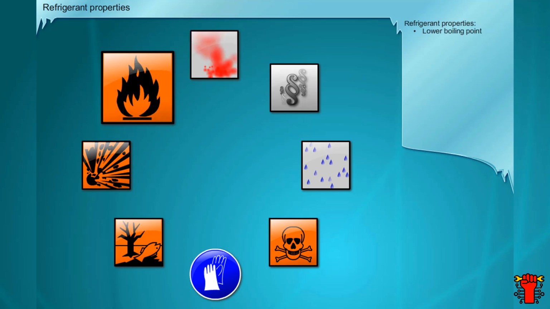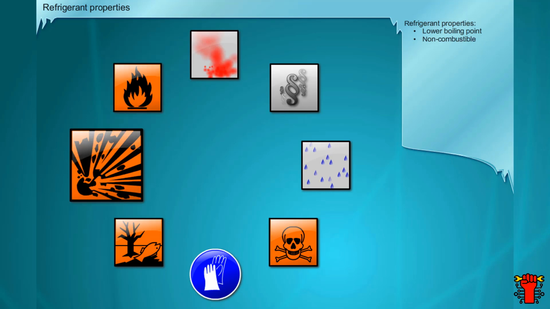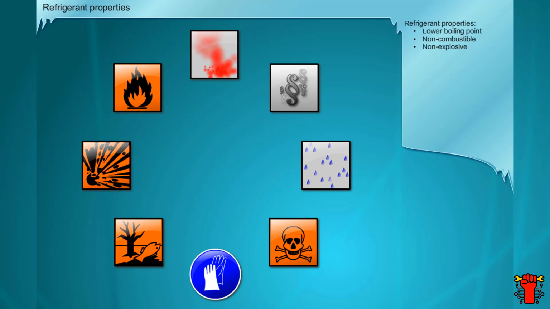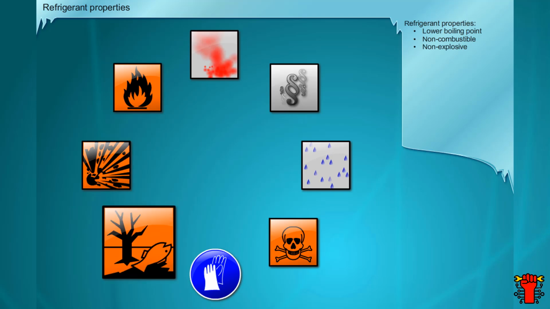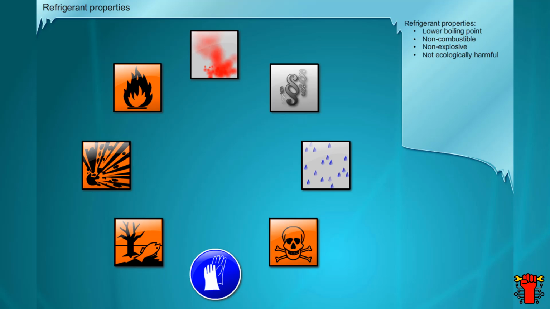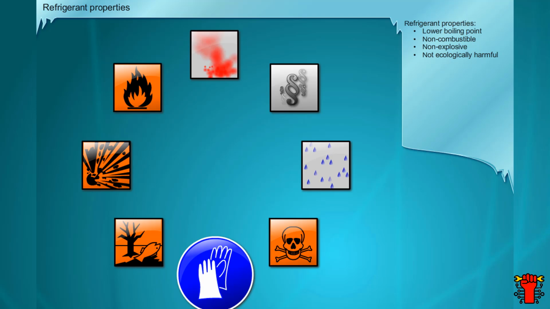For safety reasons, refrigerants must not be highly flammable. The refrigerant must not be an explosive substance. The refrigerant must not harm humans or the environment. Even though it has few hazardous characteristics, it is imperative to avoid contact with the skin and eyes. The refrigerant can cause severe frostbite injuries. In addition, refrigerants can dry out the skin, thus affecting personal health.